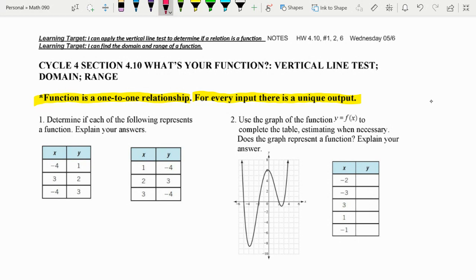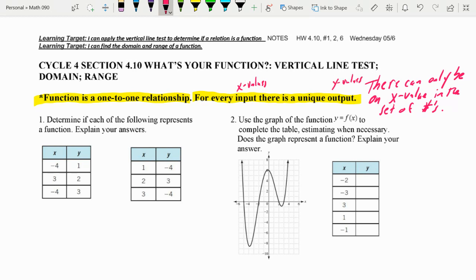The way I like to think about this is, there can only be one x value in the set of numbers. Because remember, input is x values, output are the y values. So for every input, there is a unique output, so there can only be one x value in a set of numbers. I just try to simplify it. I try to make everything as easy as possible. You guys already know that.